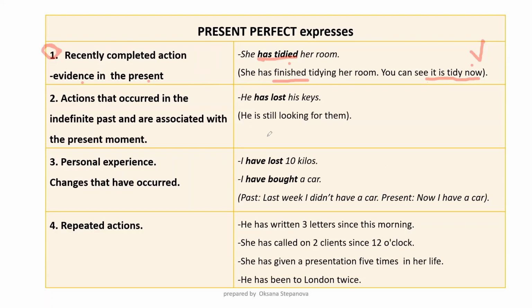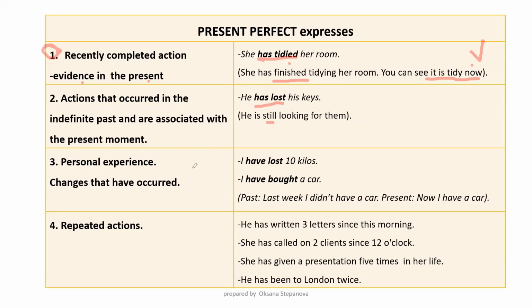Then number two is something very similar. He has lost his keys. He has lost his keys in some indefinite, unspecified past, and he is still looking for them now. "He is still" means now, yes? So he is still looking for them. So he didn't find them, right? So we have the evidence, or we have the result now.